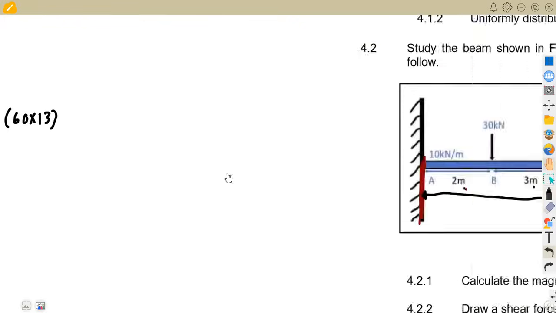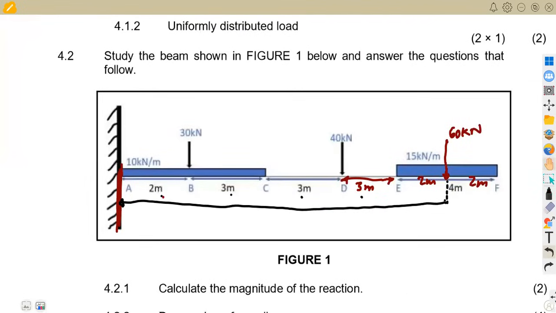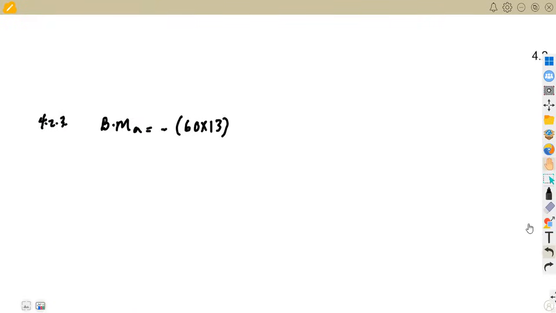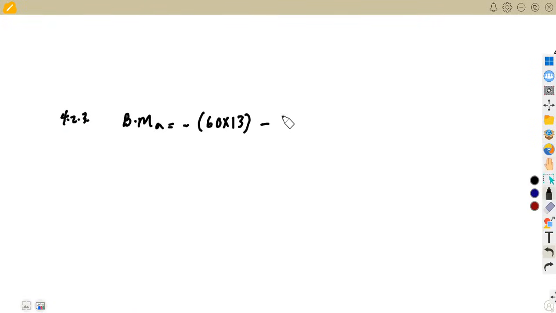All right, then we move on. Going this direction, we are now at 40. So 40 back to A here. It's going to be 3 plus 3, which is 6, plus 2, which is 8. So that's 40 times 8, which is negative because it's a point load. So it's going to be negative 40 times 8.